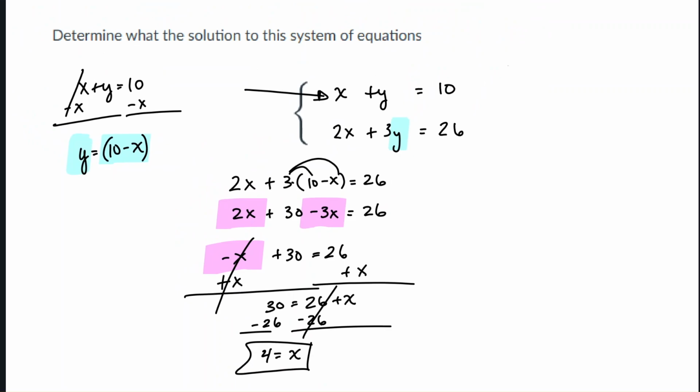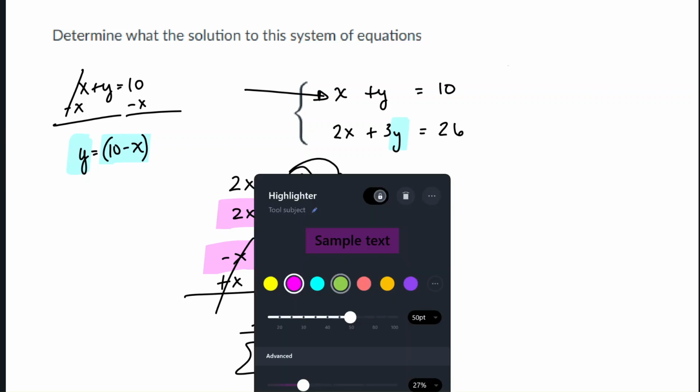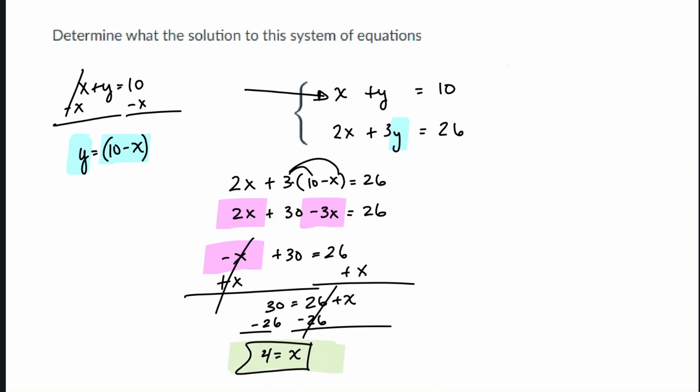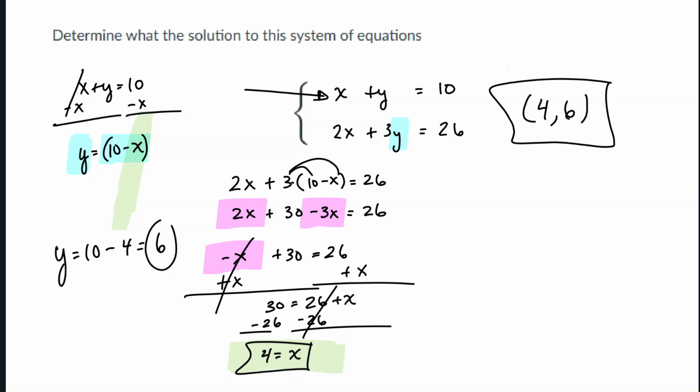With the substitution method, most of your time will be spent getting the first variable. Once you have the first variable, then that goes into the equation that you isolated for. So I take this x value of 4 and I substitute it right in here. So we get y is 10 minus 4, and we get y is 6. So the solution is 4, 6, the ordered pair.